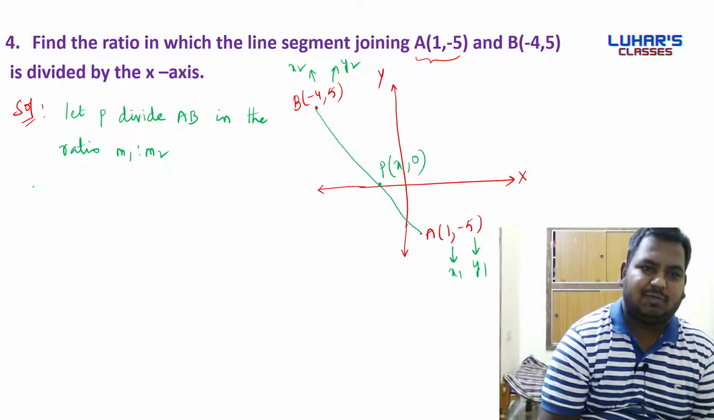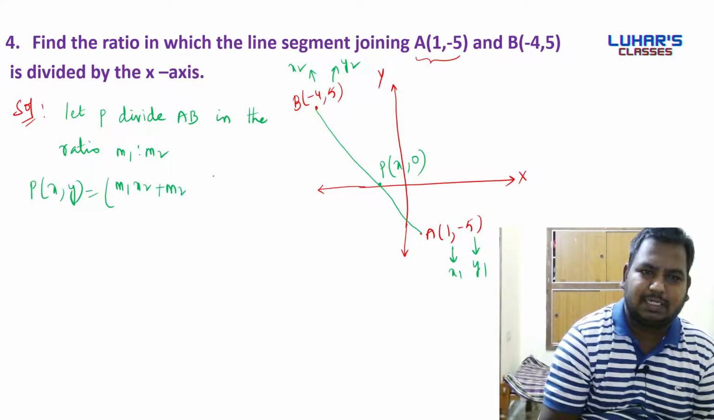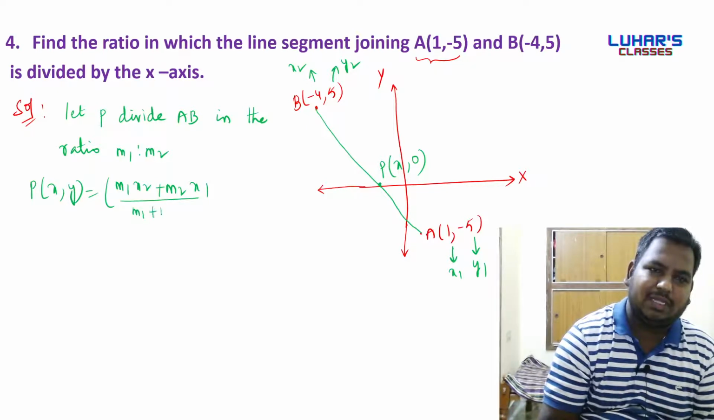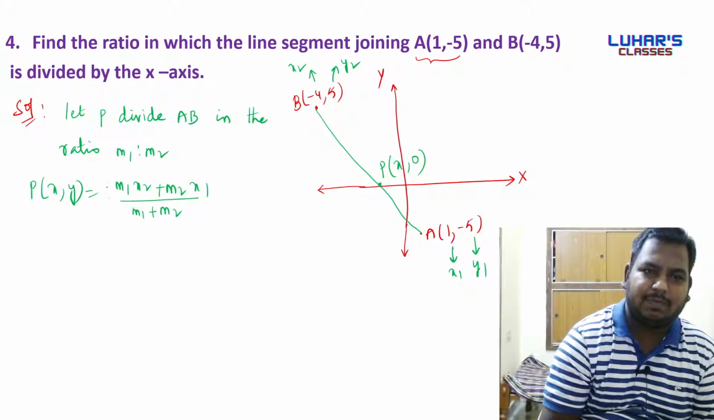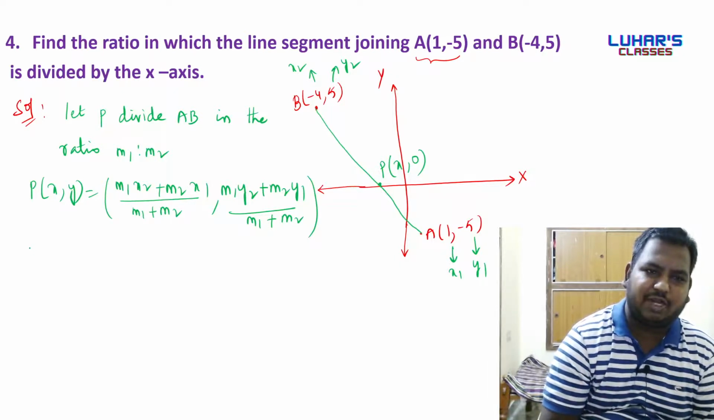Now we'll write the section formula. What is the section formula? P of x comma y is equal to (m1 x2 plus m2 x1) by (m1 plus m2), comma (m1 y2 plus m2 y1) by (m1 plus m2). So what are the coordinates of point P? The coordinates of point P are x comma 0.